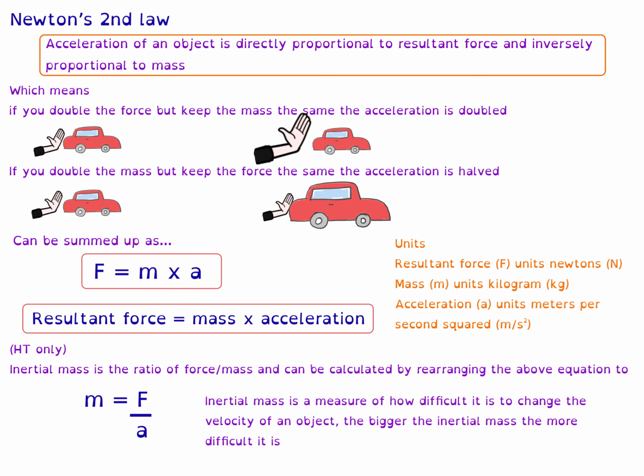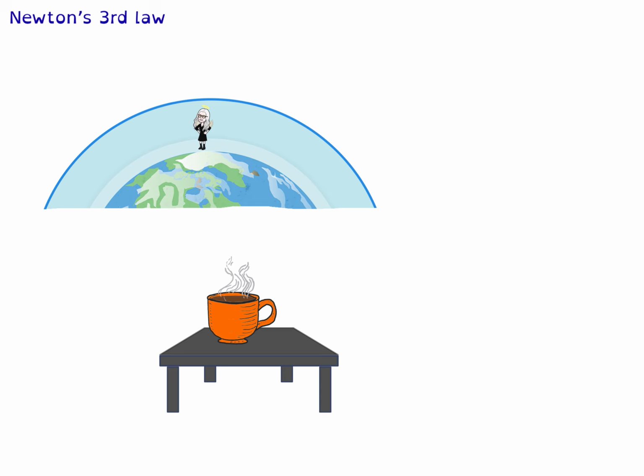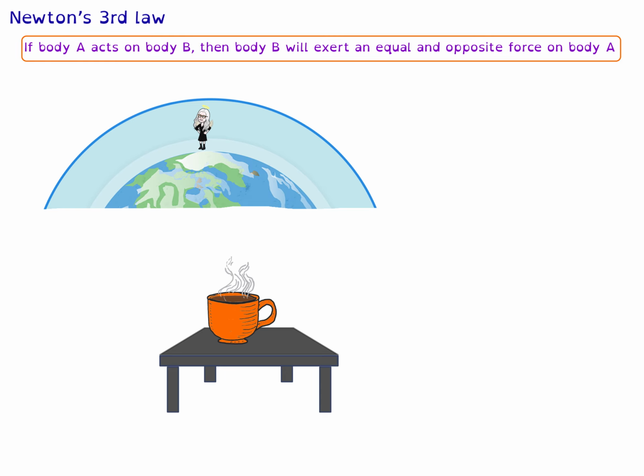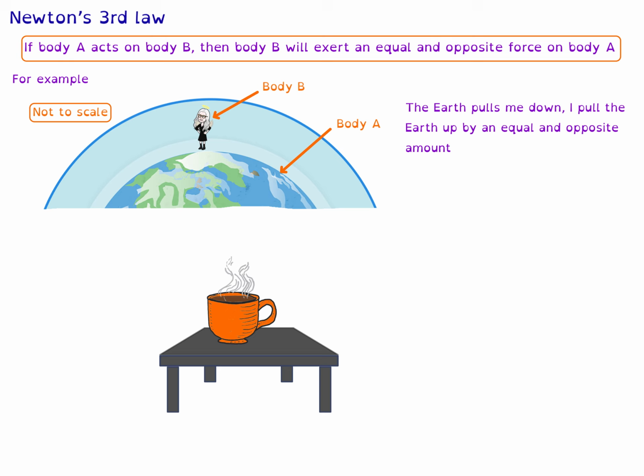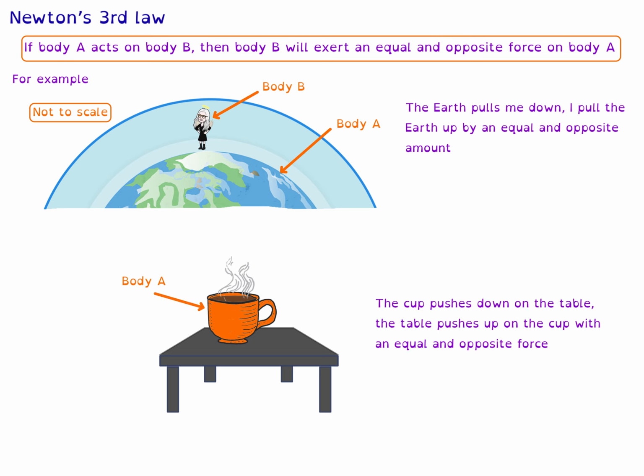Inertial mass is a measure of how difficult it is to change the velocity of an object. The bigger the inertial mass, the more difficult it is. Newton's third law. If body A acts on body B, then body B will exert an equal and opposite force on body A. For example, the earth pulls me down, but I pull the earth up by an equal and opposite amount. The cup pushes down on the table, and the table pushes up on the cup with an equal and opposite force.